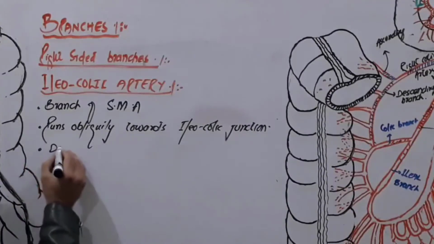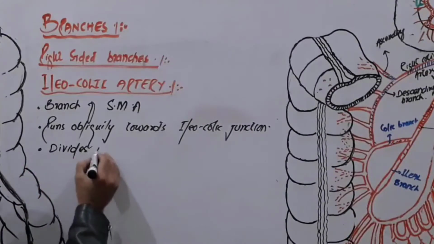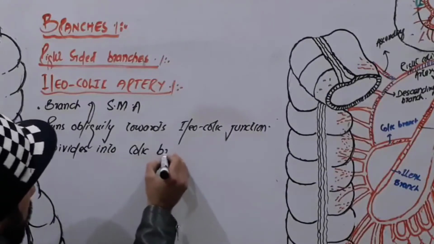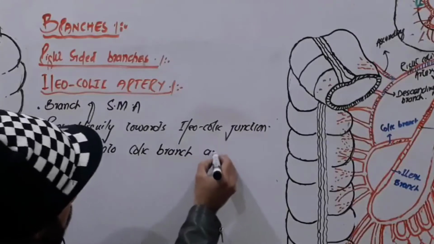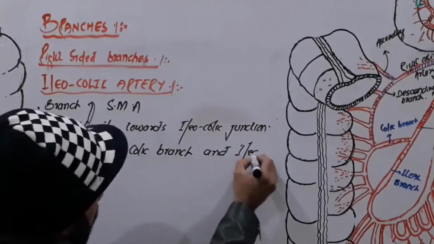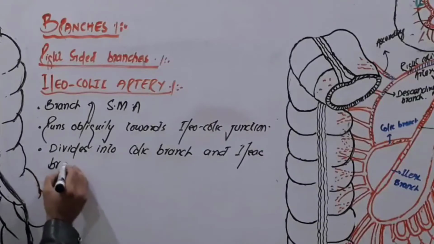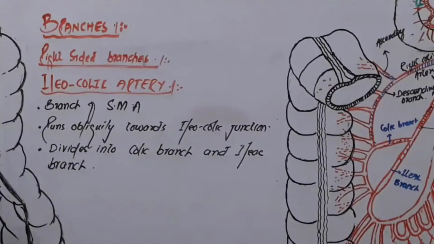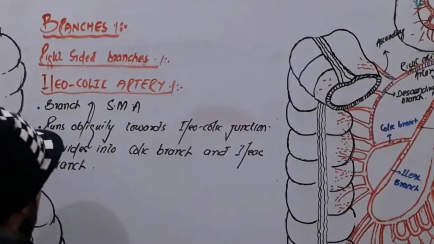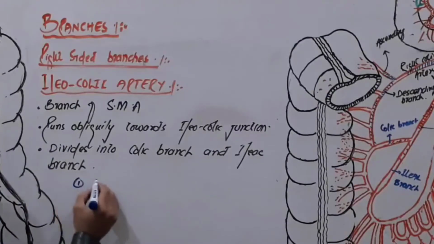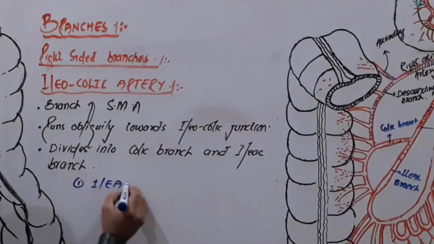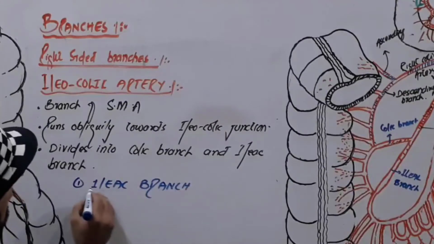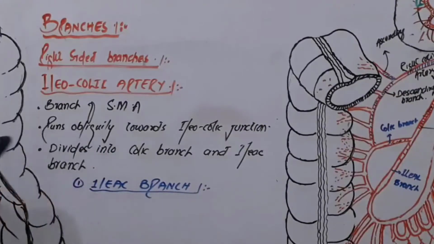And it divides into the colic branch and the ileal branch. Okay, then what does the ileal branch do and what does the colic branch do? Let us see about these branches. First, the ileal branch. Look carefully.